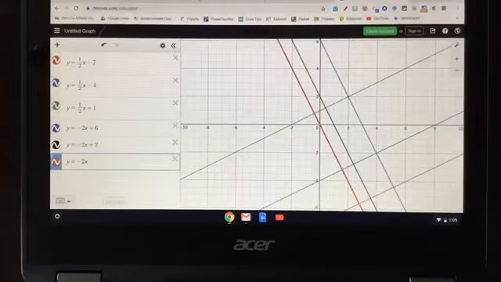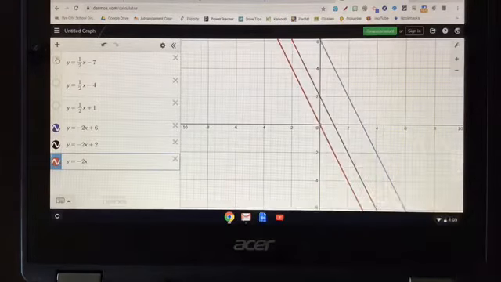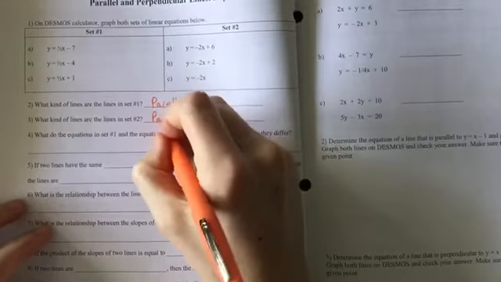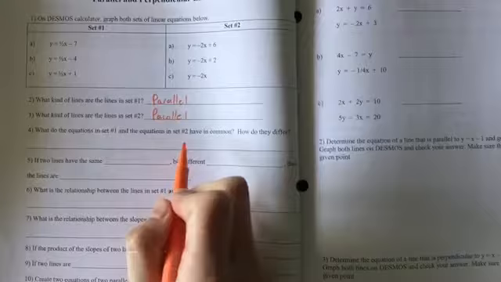On Desmos, I graphed our second set of equations we can see here. It's a little busy, so if I want to hide our other set, I just click there and the lines just temporarily disappear. Now I get a clear picture. I can see we've got 3 negative slopes. They also are never going to touch, so we would say the second set is parallel. Like I said, the lines that are in set 2 are parallel.